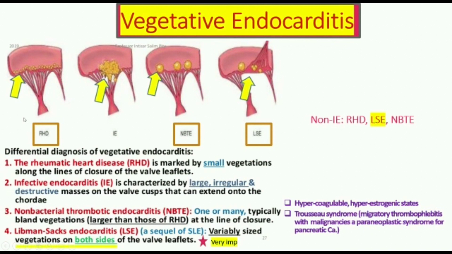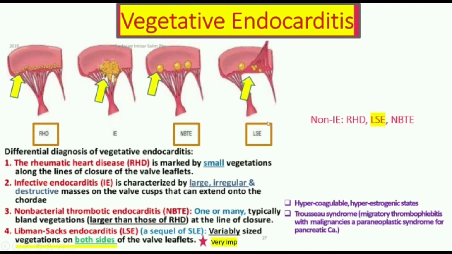Then going to the non-infective endocarditis, starting with the rheumatic heart disease endocarditis. You see here we have small vegetations that are at the junction between the leaflet and the chordae tendineae, or you can say in the line of closure of the valve. And the non-bacterial thrombotic endocarditis is also at the line of valve closure. As you can see, it's bigger than the rheumatic heart disease vegetation, and it can be one or many vegetations.